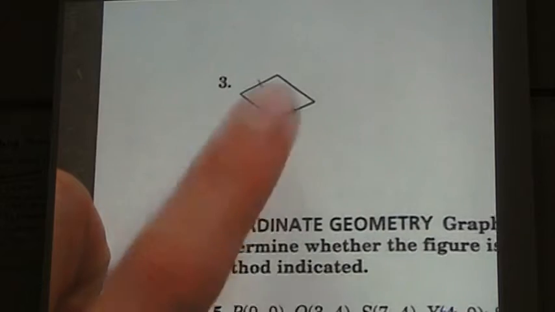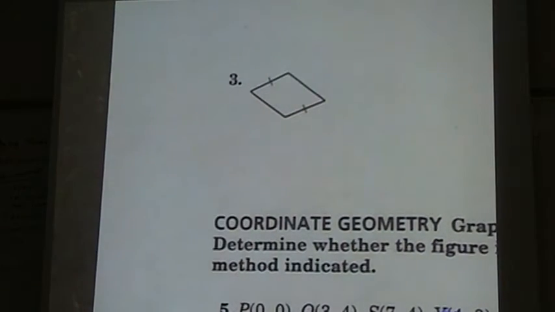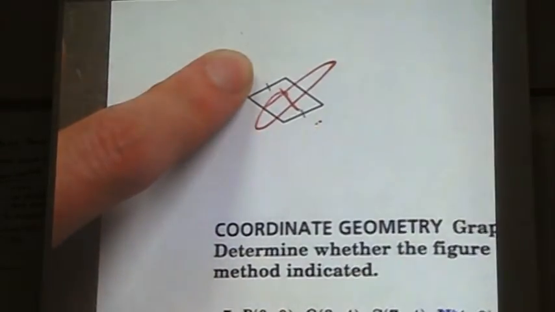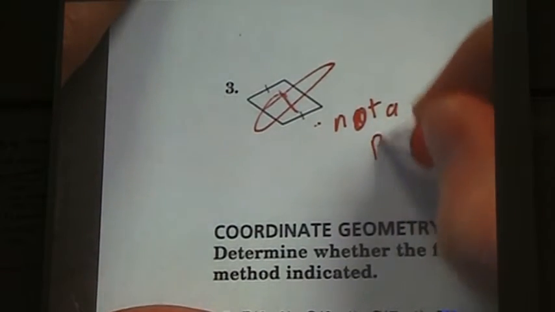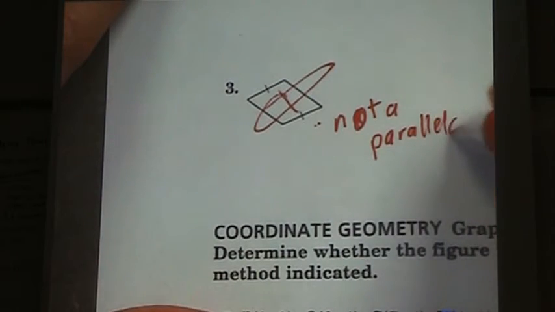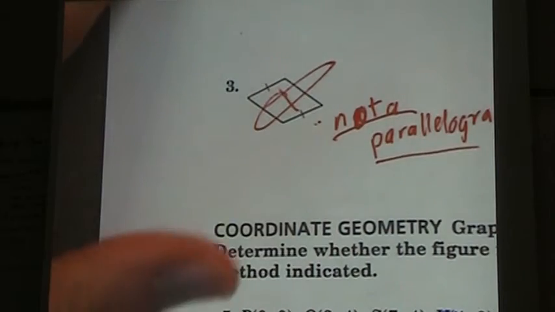Number three, this guy has one set of congruent sides. Is that enough? Well, let's look through your notes. We've got one set of opposite sides. We need two sets. Or we need these guys to be parallel like they were up in number one, and they're not. So this is not a parallelogram.